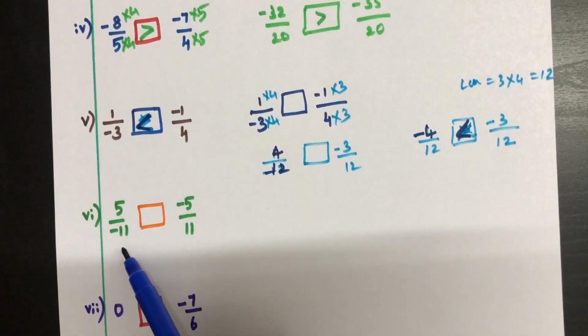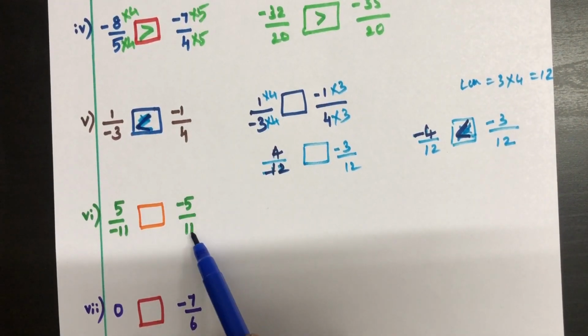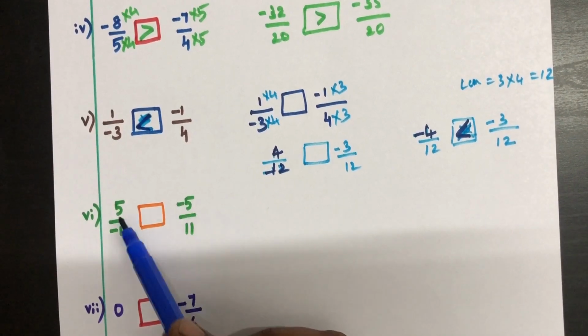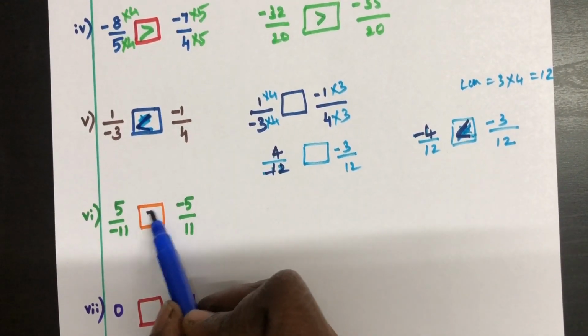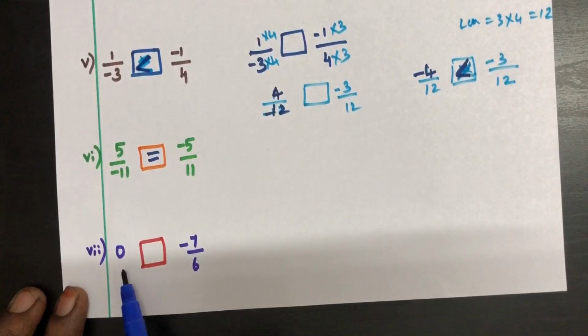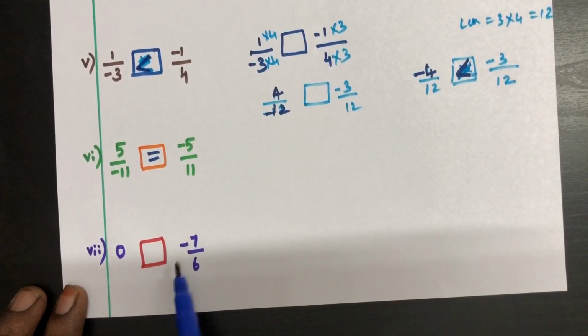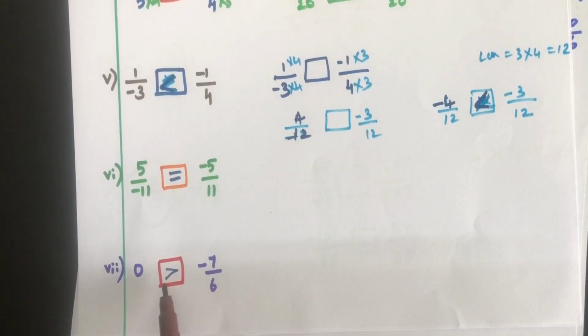See, 5 by minus 11 compared with minus 5 by 11. Both are negative, and 5 by 11 is the number. So it must be equal. Here, 0 and minus 7 by 6. 0 is greater than all the negative numbers. So 0 is greater than minus 7 by 6.